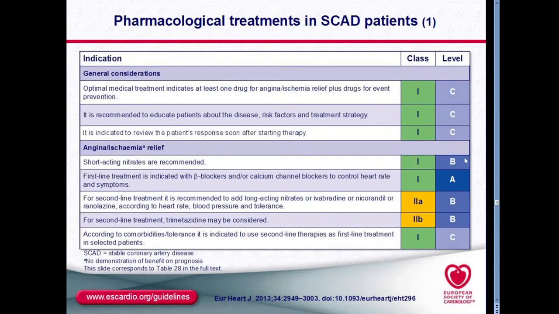Pharmacological treatment. What can we propose here? In general, please pay attention to the class of recommendations and level of evidence. Optimal medical treatment indicates at least 1 drug for angina ischemia relief plus a drug for event prevention. It is recommended to educate patients about the disease, risk factors and treatment strategy. It is indicated to review the patient's response soon after starting therapy.